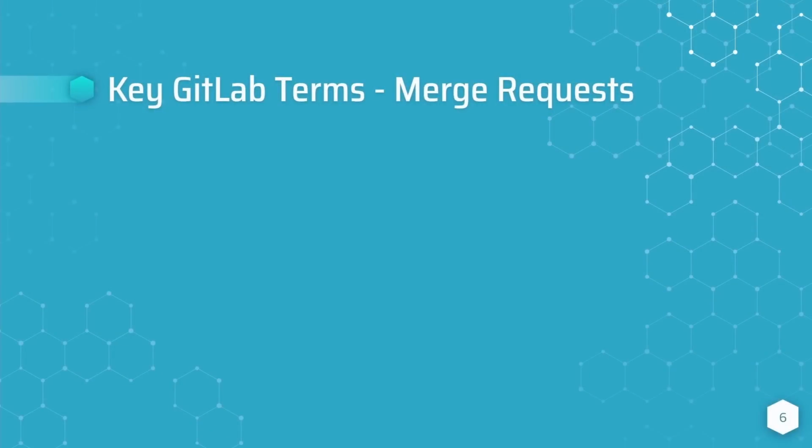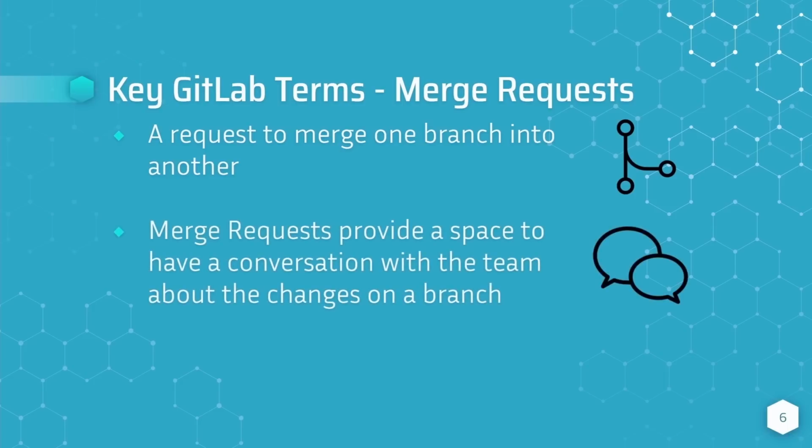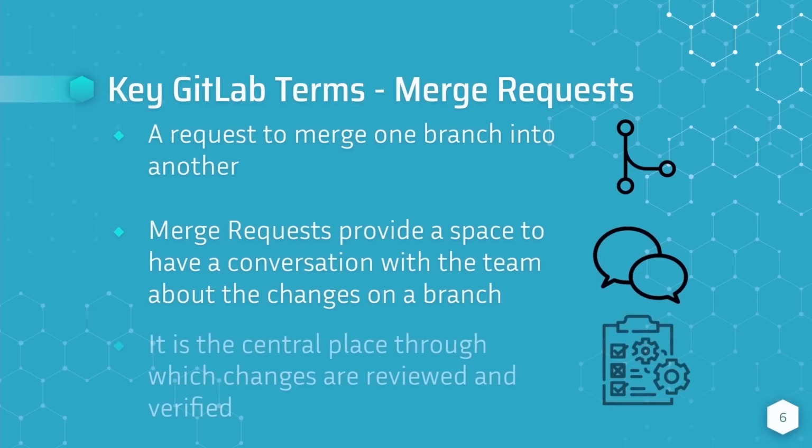One of the most important concepts to be familiar with in GitLab are merge requests. A merge request is a request to merge one branch into another. Merge requests provide a space to have a conversation with the team about the changes on a branch, and it is the central place through which changes are reviewed and verified.